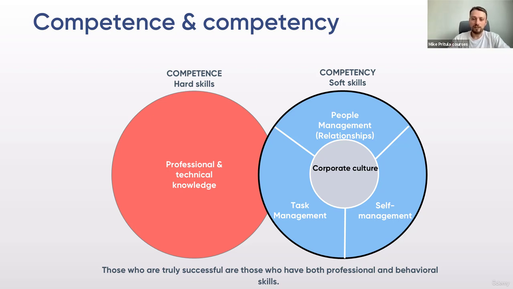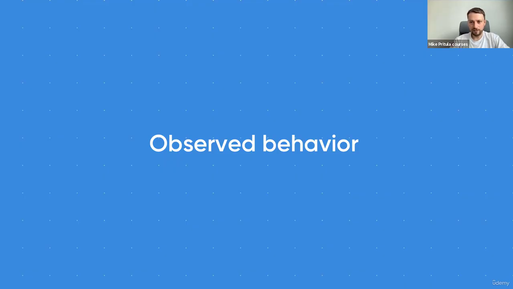That's how it is. Well, psychologists and researchers say that truly successful people are those who possess both professional and behavioral skills. For some positions, differences in behavioral skills on the soft skills side can lead to performance differences of several times. That is, people with the same professional knowledge can be very differently effective simply because they have differently developed behavioral competencies.